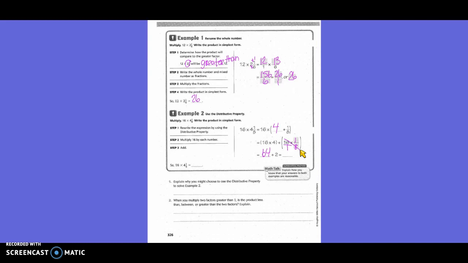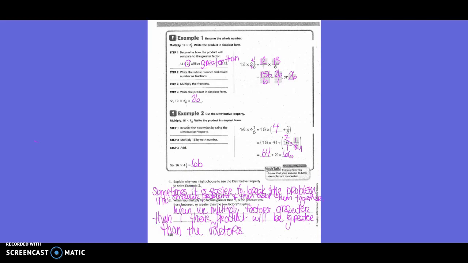So 8 goes into 8 once. 8 goes into 16 twice. So 64 plus 2 is 66. So 16 times 4 and 1/8 is 66.